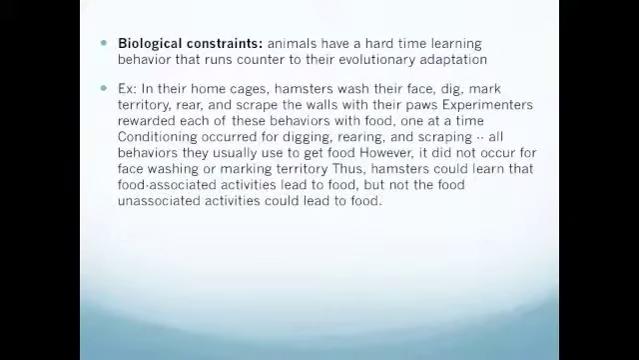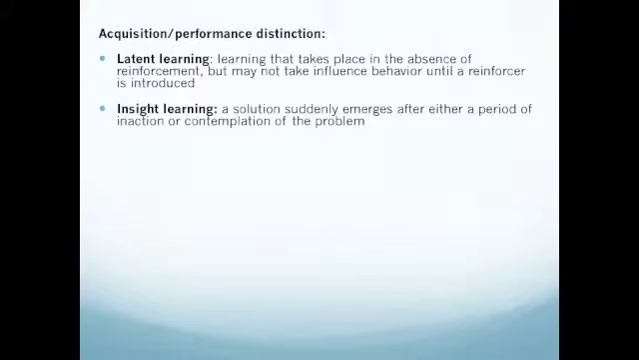Some factors that influence operant conditioning include biological constraints, which cause animals to have a hard time learning behavior that runs counter to their evolutionary adaptations. There are also cognitive factors that influence operant conditioning, such as latent and insight learning. Latent learning is learning that takes place in the absence of reinforcement, but may not take an influence over behavior until a reinforcer is introduced. Insight learning is when a solution suddenly emerges after either a period of inaction or contemplation of the problem.